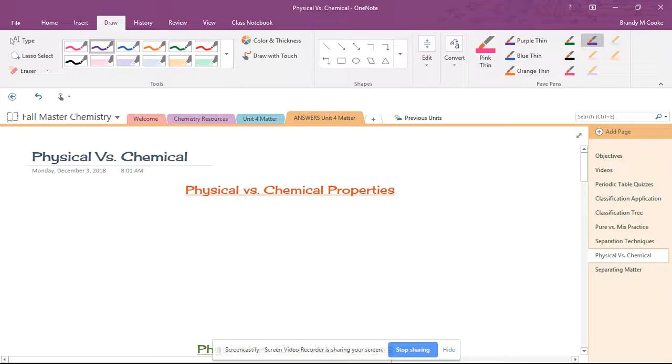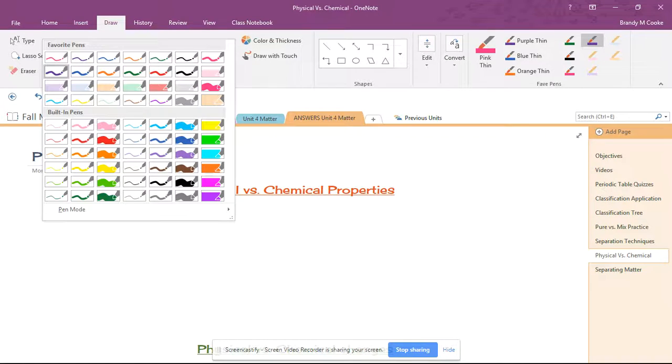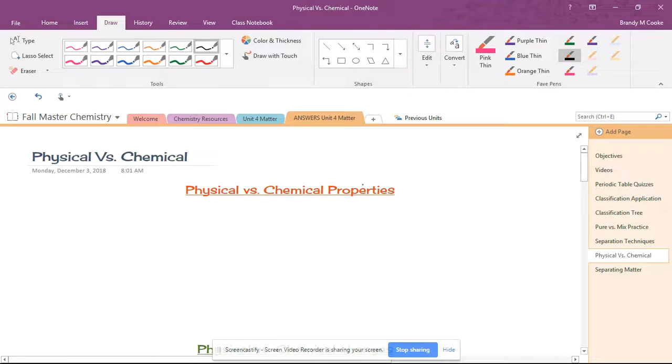Hey guys, so this video is going to go over physical versus chemical properties as well as physical and chemical changes. So before we can talk about what physical and chemical properties are, let's first define the word properties. A property is a quality, a characteristic that a substance has, that is observable.